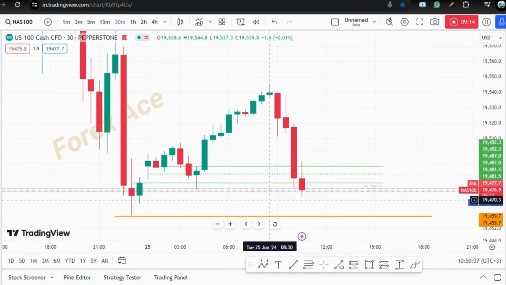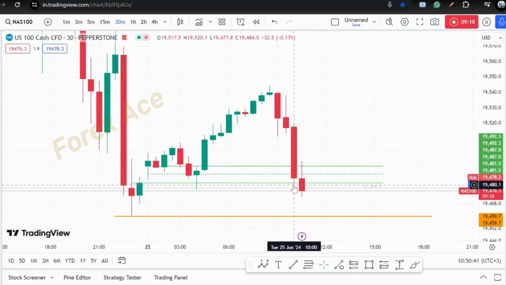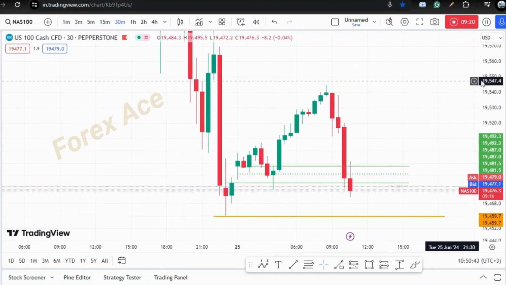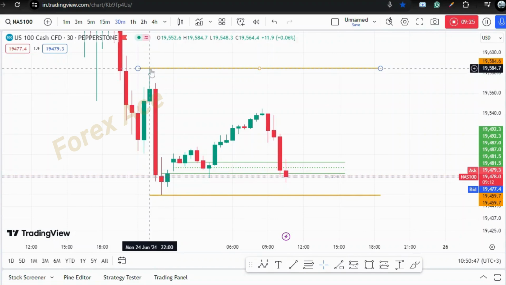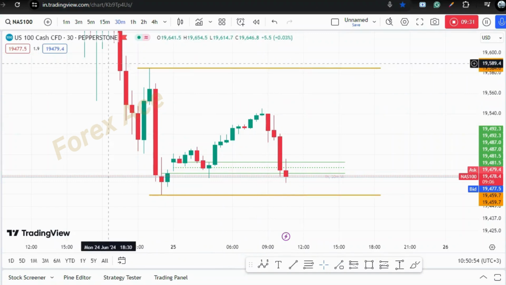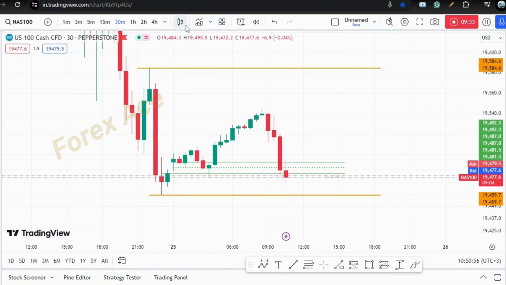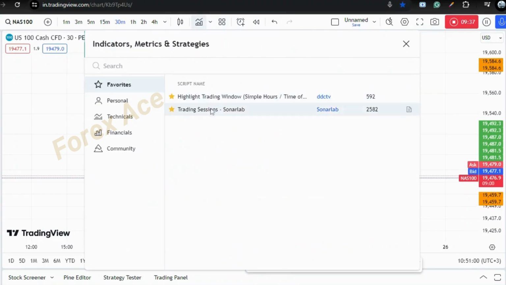So I'll update you guys. Let's watch how price will play around this area, and then we can see whether we can get a long. The long will be targeting this high. This is the Asian high, but the market could pierce up. Let me bring back the indicator.